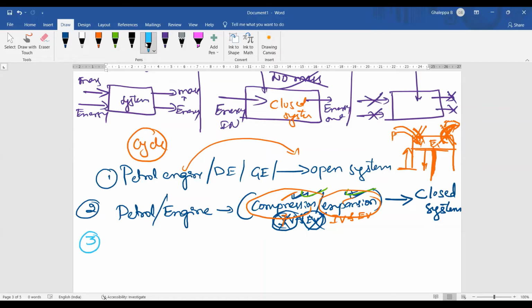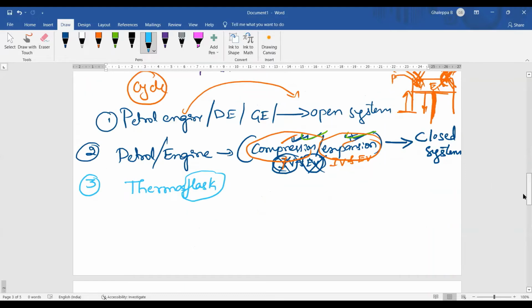Now I will give an example, my dear students. Thermos flask. Whether it is an open system, closed system, or isolated system. What is a flask? Why is it used? Where will you see a flask? The flask is energy storage, sir. Anybody? Other students?